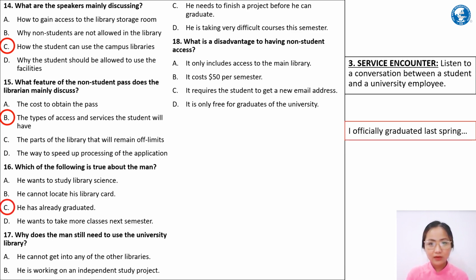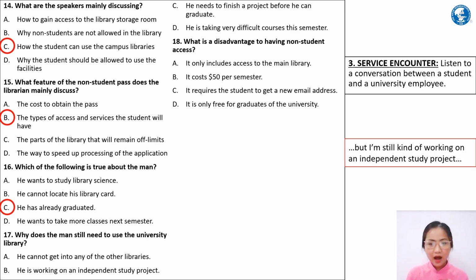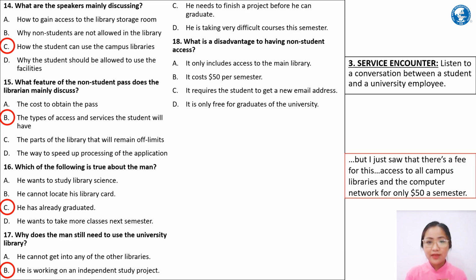The question that follows is, why does the man still need to use the university library? He says, but I'm still kind of working on an independent study project. For this question, the correct answer is B. Question number 18. What is a disadvantage to having non-student access? There's a fee for this, and it only costs $50 to gain access to all campus libraries and the computer network. So the answer is B.